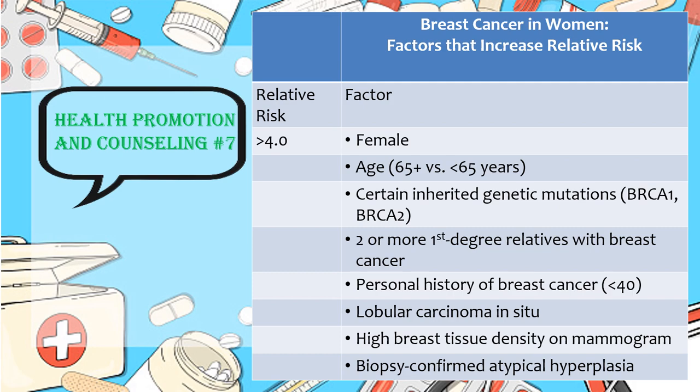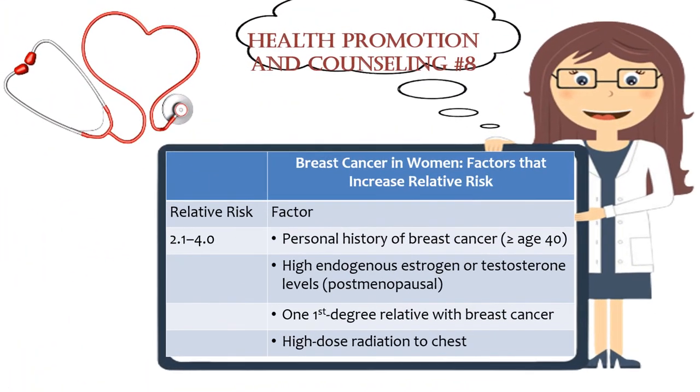So, okay, for relative risk 2.1 to 4, yung factors are personal history of breast cancer, greater or equal to age 40, high endogenous estrogen or testosterone levels or yung mga postmenopausal, one first degree relative with breast cancer, and high dose radiation to chest.